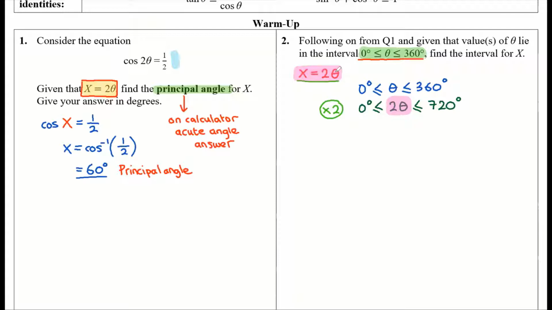So we can now write our final interval as this. So this means we're going to be looking for solutions between 0 and 720 when we're talking about x. And we have a principal angle ready to go, this 60 degrees over here.